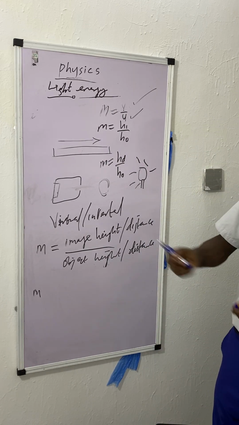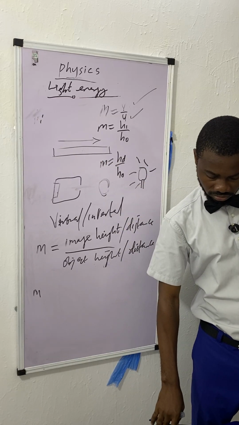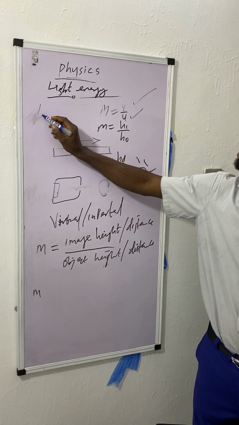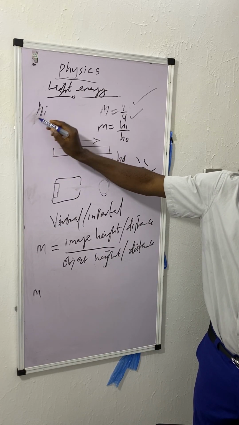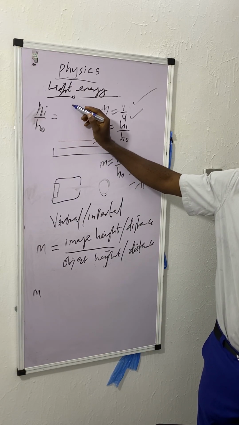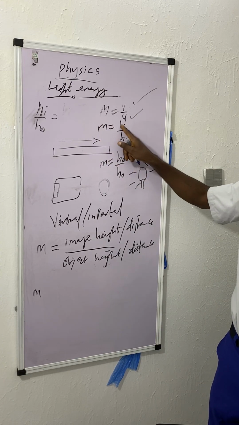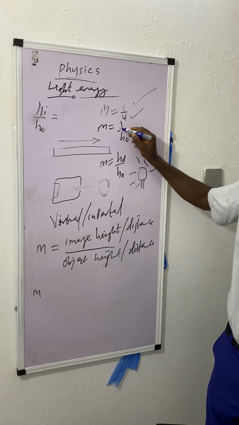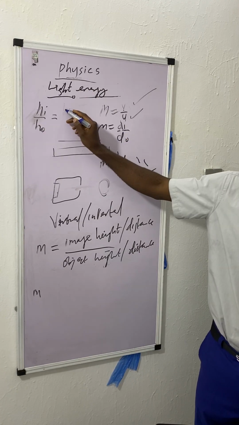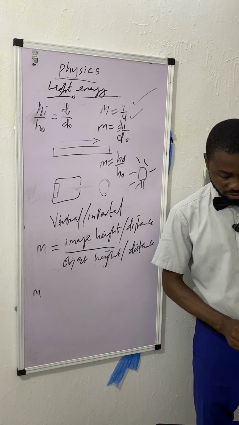You can also bring the two formulas together. Magnification is equal to image height HI over object height HO, which is equal to image distance DI over object distance DO. That's DI over DO. All right, so that's that for magnification.